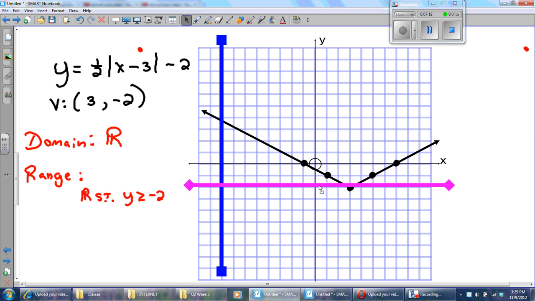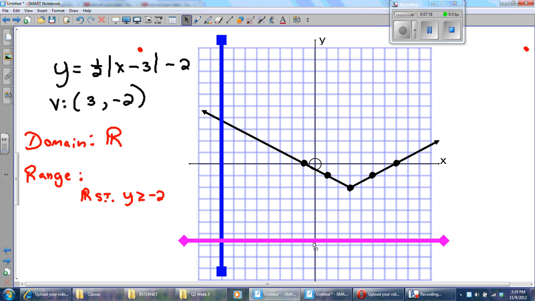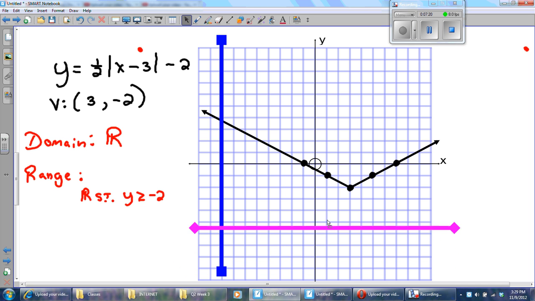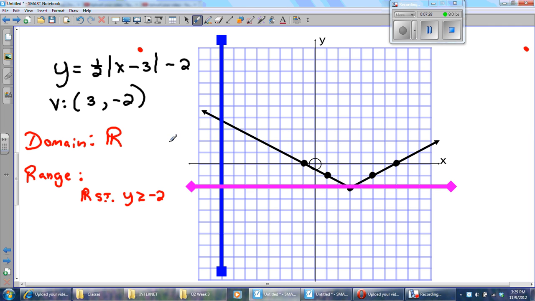Intersect. Hey, look at this. It's not intersecting down here. See? It's not intersecting below the vertex. See that? The vertex is the lowest point. The way we write that is like this. It's all real numbers such that y is greater than or equal to -2. Where did I get the -2 from? It's the y-coordinate of the vertex.